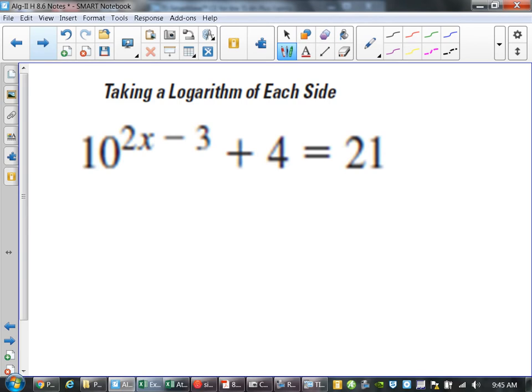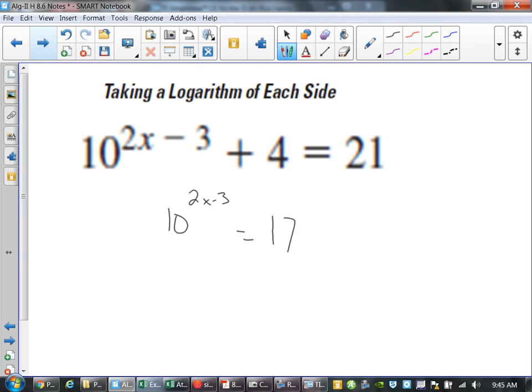Ten to the 2x minus 3 plus 4 equals 21. It's basically the exact same thing we just did, but with a couple extra steps thrown in there. So what you want to do is just work your way backwards like you would normally. What do you do first? Subtract 4. Subtract 4, good. Subtract 4, we get 10 to the 2x minus 3 is 17.